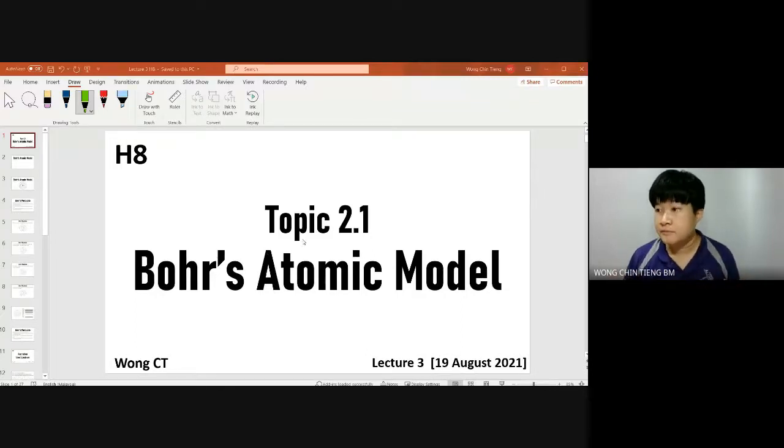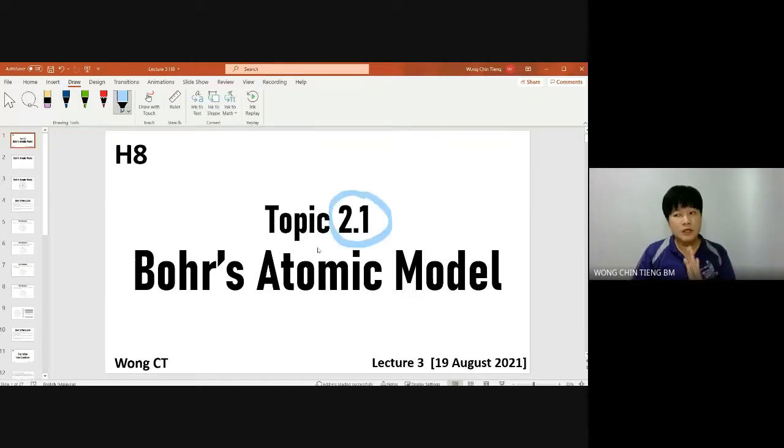Nampak semua? Good. So, today we will start on your topic 2 as I have discussed with your tutorial lecturer. So everybody agree we are starting on topic 2. A lot of theory, a lot of concept. So if there is anything that you don't understand, make sure you ask. Okay? So the entire topic today will be talking about your Bohr atomic model.